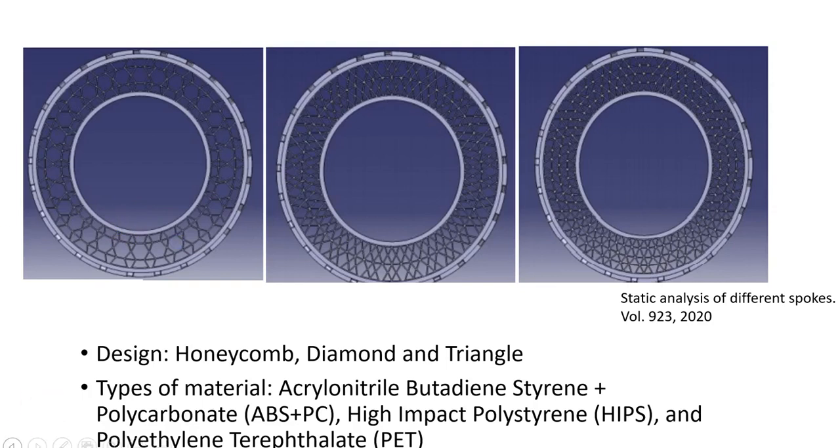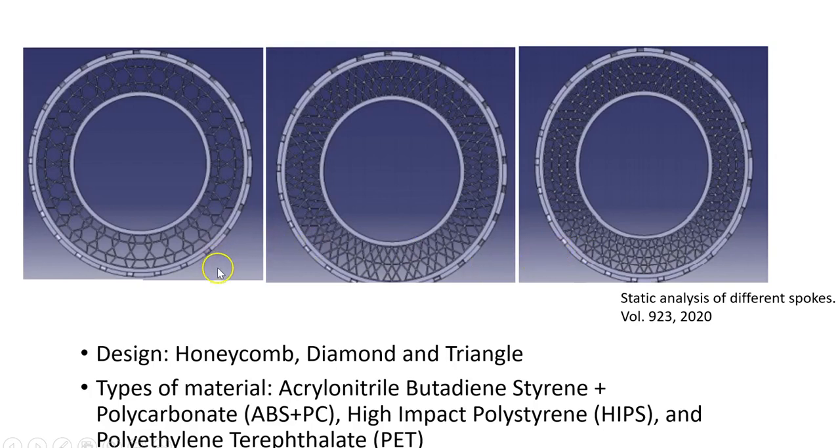And so there was a study done on SolidWorks where 3 different design structures were made. The study was trying to find out which design structure and which material would be best. And so once the structures and the material were made, they were tested for the stiffness and the deformation of each structure. On the left is the honeycomb design, the middle is the diamond design, and then on the far right is the triangle design.